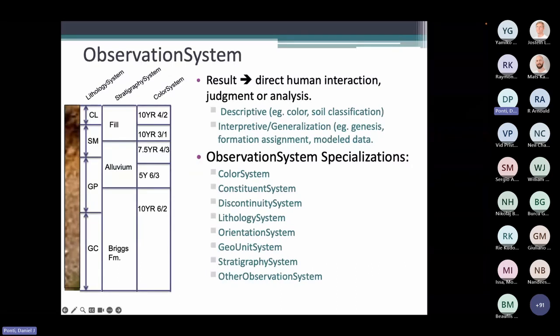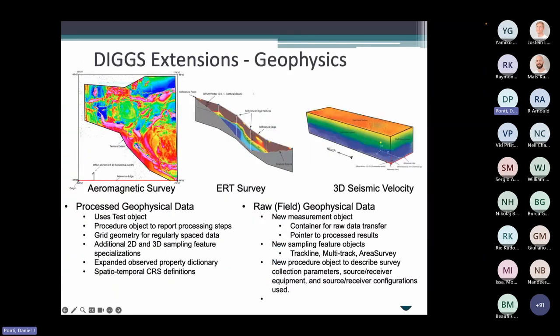Observation systems are defined or used for direct human interactions, observations that require judgment or analysis, typically category data. There are different specializations for those, but these are the types of information that typically go into borehole logs that are descriptive or interpretive. Things like soil classifications, stratigraphic designations, color descriptions, geotechnical unit determinations, identification of faults, those sorts of things go into structures that are part of our observation systems. So those are the two types of measurements.